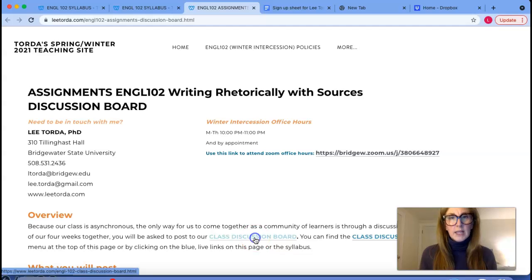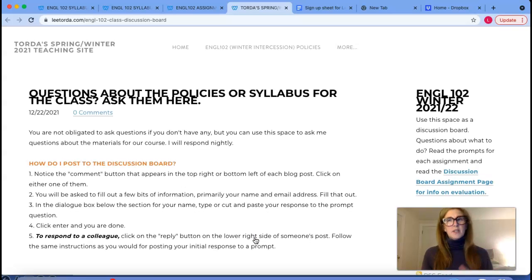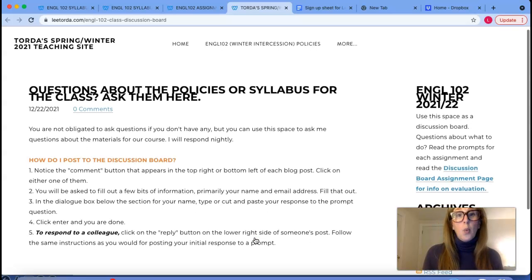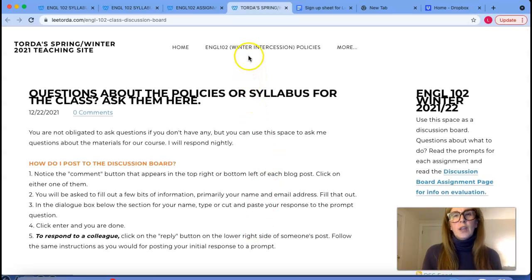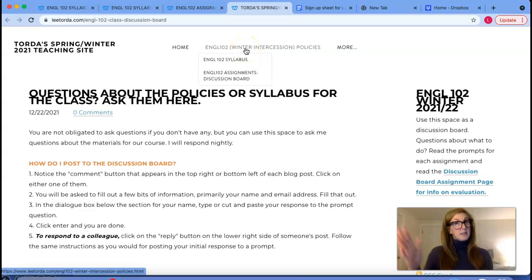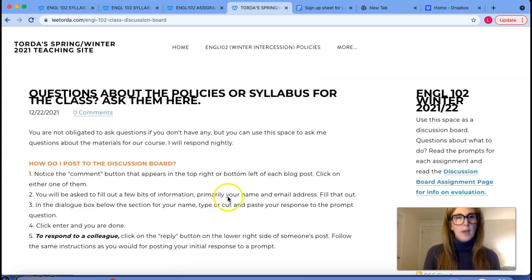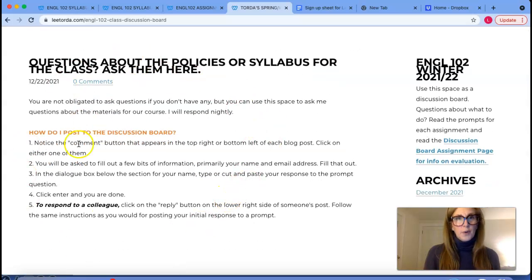I'm going to quickly click just so you can see, because I went over this in the last video, where you post. You can click on the link in the syllabus or on the assignment page, or you can go to the drop-down menu and there you'll see it right next to the assignment description. So that's where we're at right now. This was the first post that I asked people to do if they wanted to.